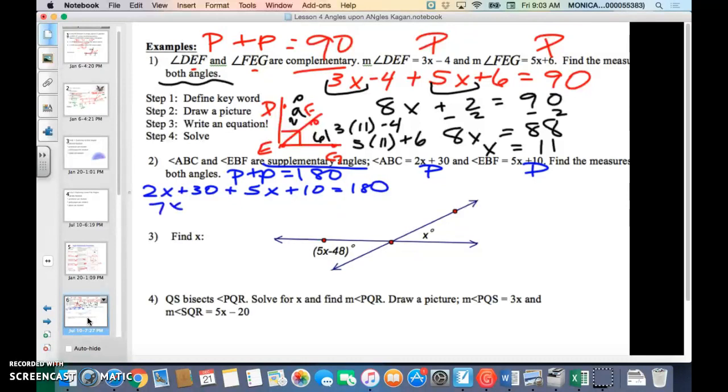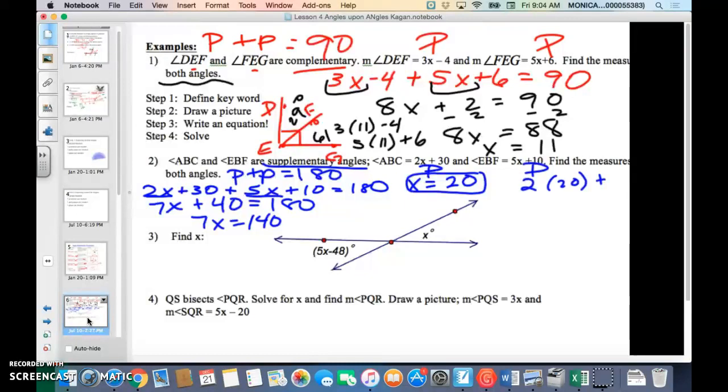So this is 7x, when I add my like terms, plus 40 equals 180. Subtract out 40, you get 7x equals 140. Divide by 7, and you get x equals 20. Now that I know my x value, I can go ahead and plug it in. So 2 times 20 plus 30, well, that's 70 degrees. And my second one is 5 times 20 plus 10, and that's 110. And you can see that 110 plus 70 will give me my 180 degrees.